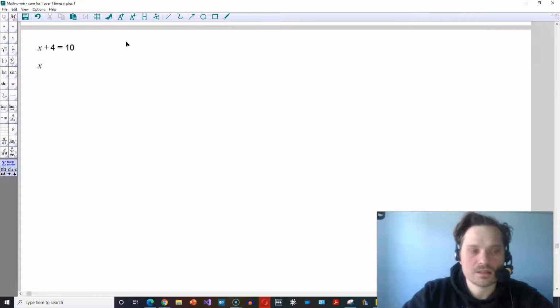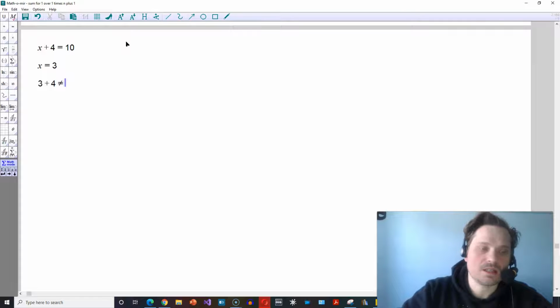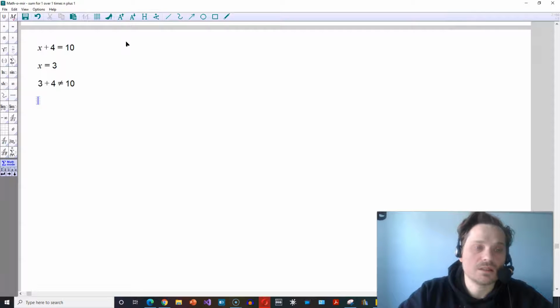Imagine somebody says, well, I can just choose x to be equal, for example, to 3. No, because 3 plus 4 is not equal to 10, right? So 3 plus 4 here is not equal to 10. So I cannot just choose x to be 3. I can solve the equation. I can find that the following is true. x must be 6 because 6 plus 4 is equal to 10.